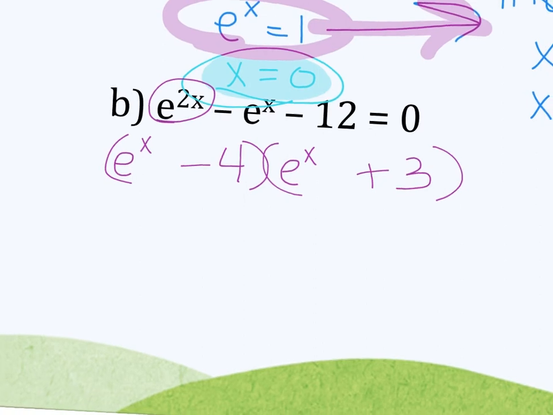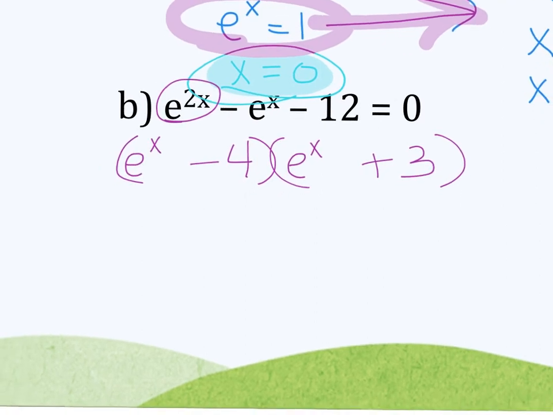And if either of those are 0, then my function is 0, which means set this equal to 0, set this equal to 0. And I'm solving two exponential equations. So on the left, I would add the 4, and I get 4 equals e to the x. And then to get rid of the e, I have to ln both sides.